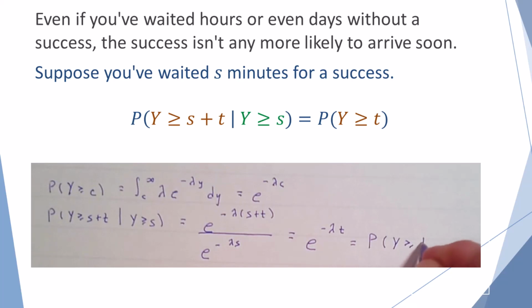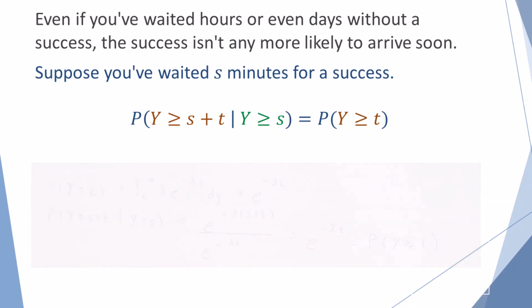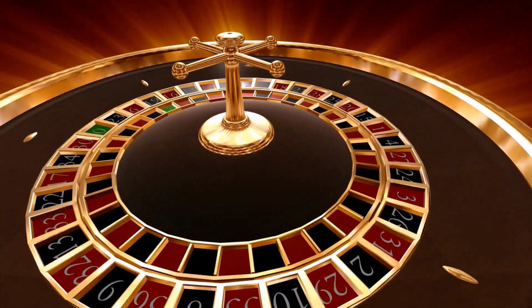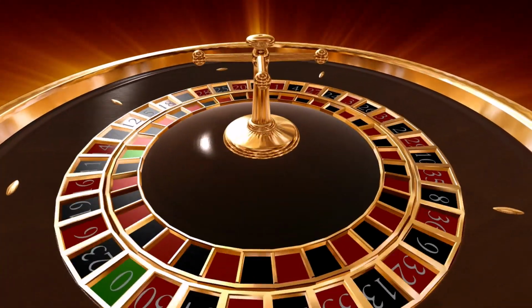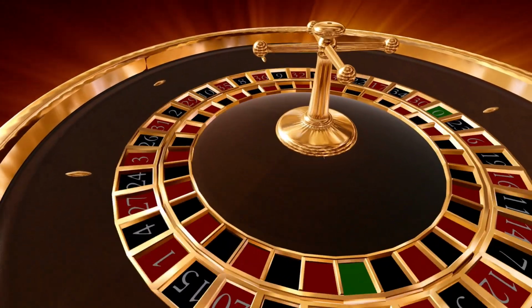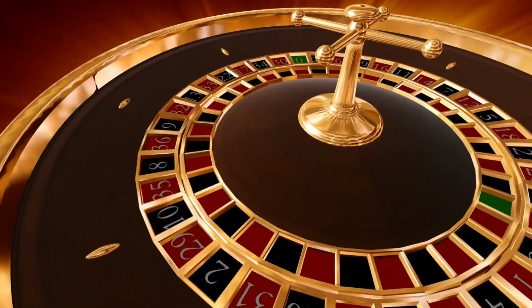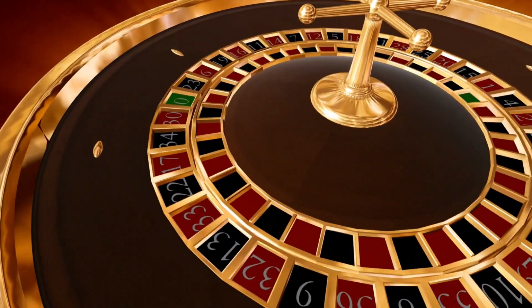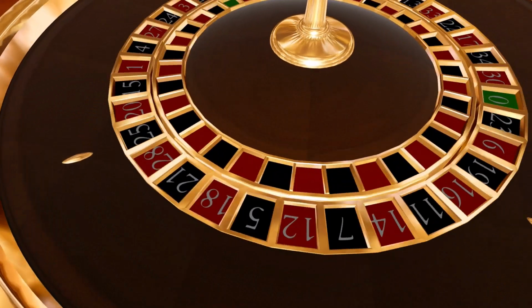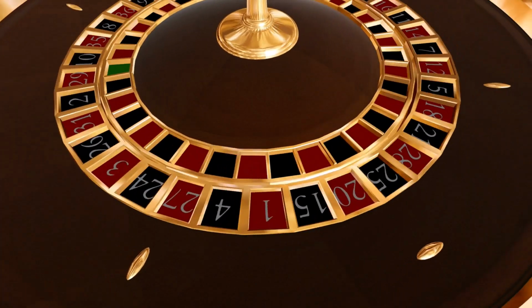So we see that waiting s minutes doesn't really have any effect on whether we need to wait t more minutes. Now think about the memoryless property implications for a moment. Sometimes, particularly in the world of gambling, people may feel like it's their time to win, simply based on the fact that they've waited long enough. However, if the distribution of time before a win is exponential, as it often is, then that's a faulty way of thinking, because it doesn't matter how long you've waited before the first success.